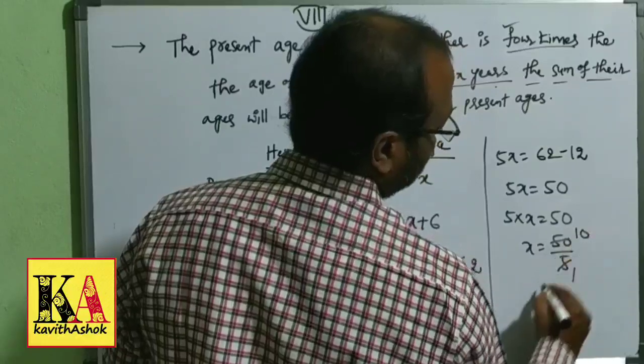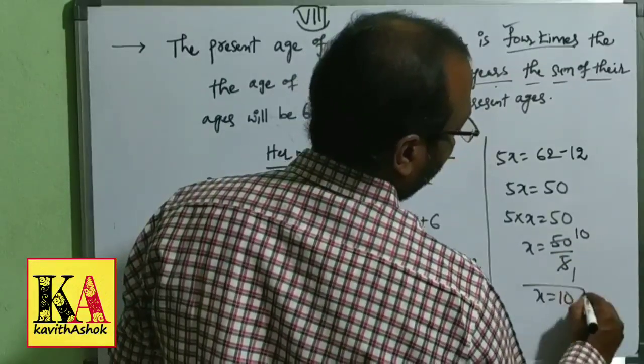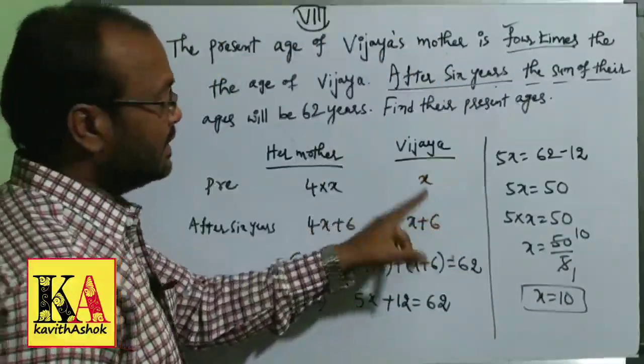5 1s are 5, 5 10s are 50. So x is equal to 10. What is x? X is Vijaya's age.